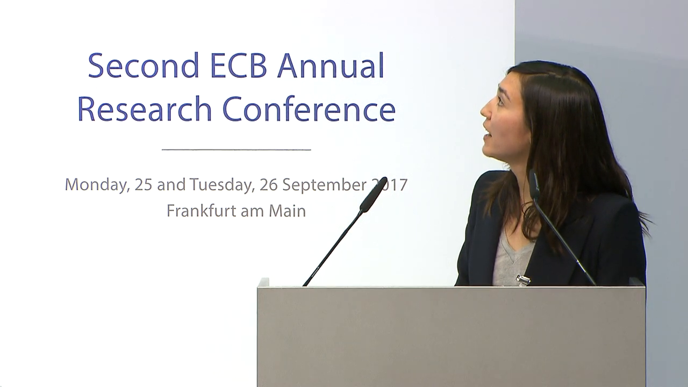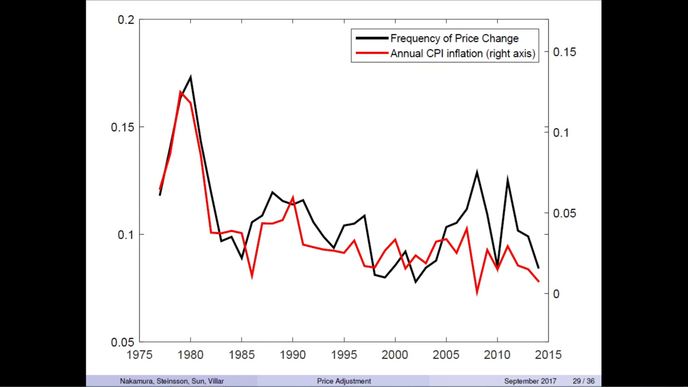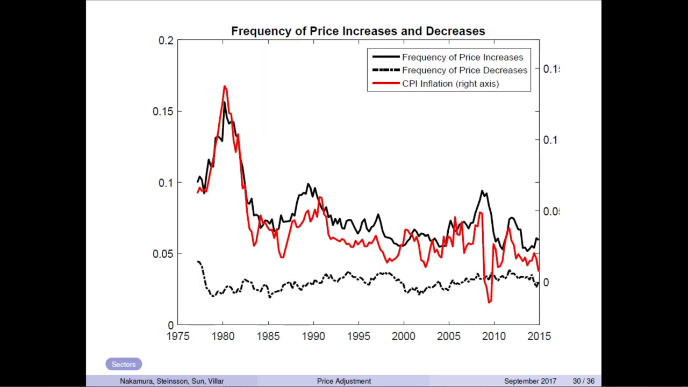The annual CPI inflation here is plotted in red, and that's the red right axis. And then the frequency of price change from the data is the black, and that's on the left axis. You can see that these co-move very closely. We can also ask the question of how the simple menu cost model fits these facts in the data.